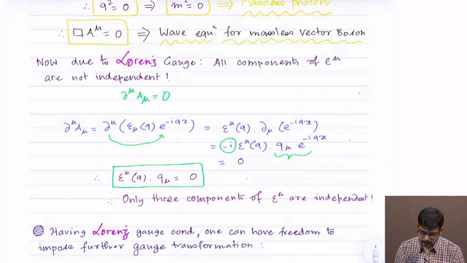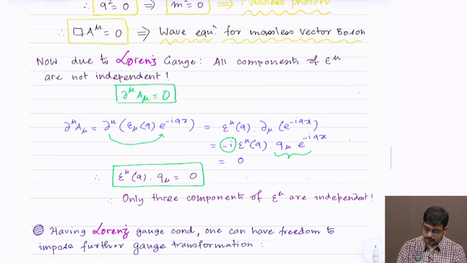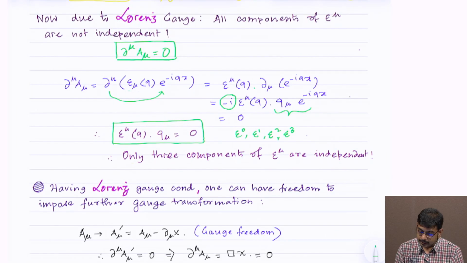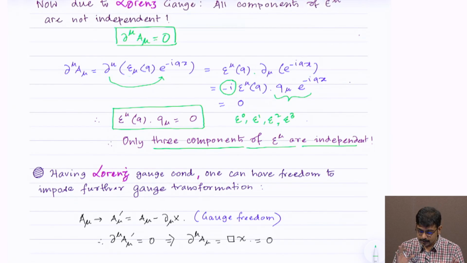If you resort to this Lorentz gauge condition, which is del mu a mu equal to 0, then basically this restricts the choice of your polarization vectors. Okay? So, how many epsilon mu do you have? You have epsilon 0, epsilon 1, epsilon 2, epsilon 3, right. Now, if you have a constraining condition like epsilon mu q mu equal to 0, that means there will be 3 independent components of epsilon mu that you can actually choose to describe the vector boson. So, this is an interesting point.